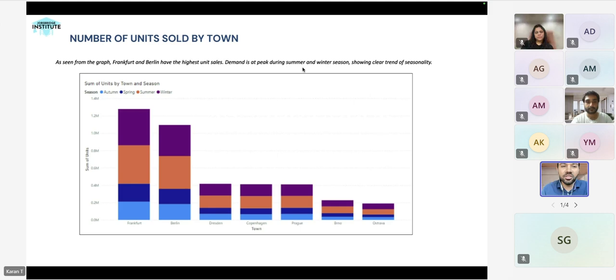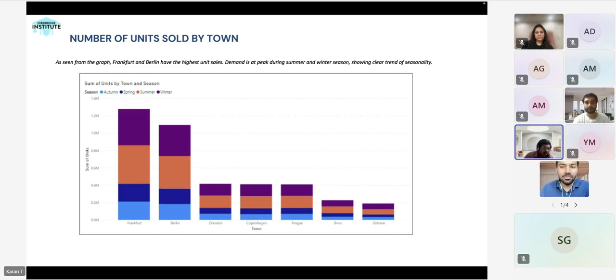So this is the number of units sold by town. We wanted to deep dive into which towns in particular are selling more units. So, Sayantan, if you would like to share your thoughts around how this helped us analyze the products in these particular towns.